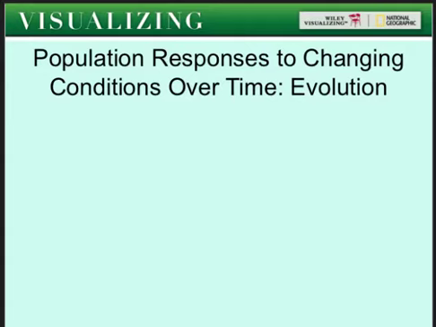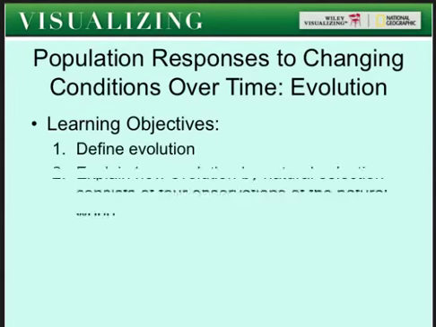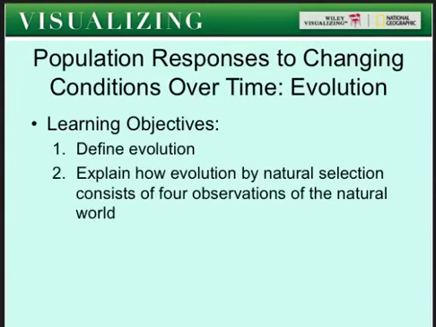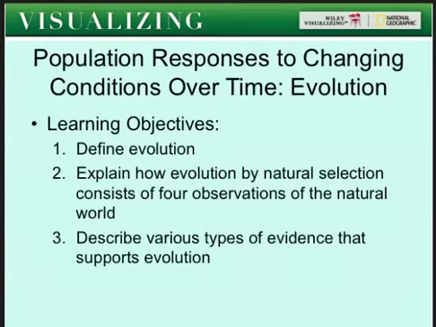organisms best fit to survive in that particular environment are the ones most likely to live long enough in order to reproduce. So we're going to define what evolution is, and we'll explain how evolution by natural selection consists of 4 observations of the natural world, and we'll describe the various types of evidence that support evolution.